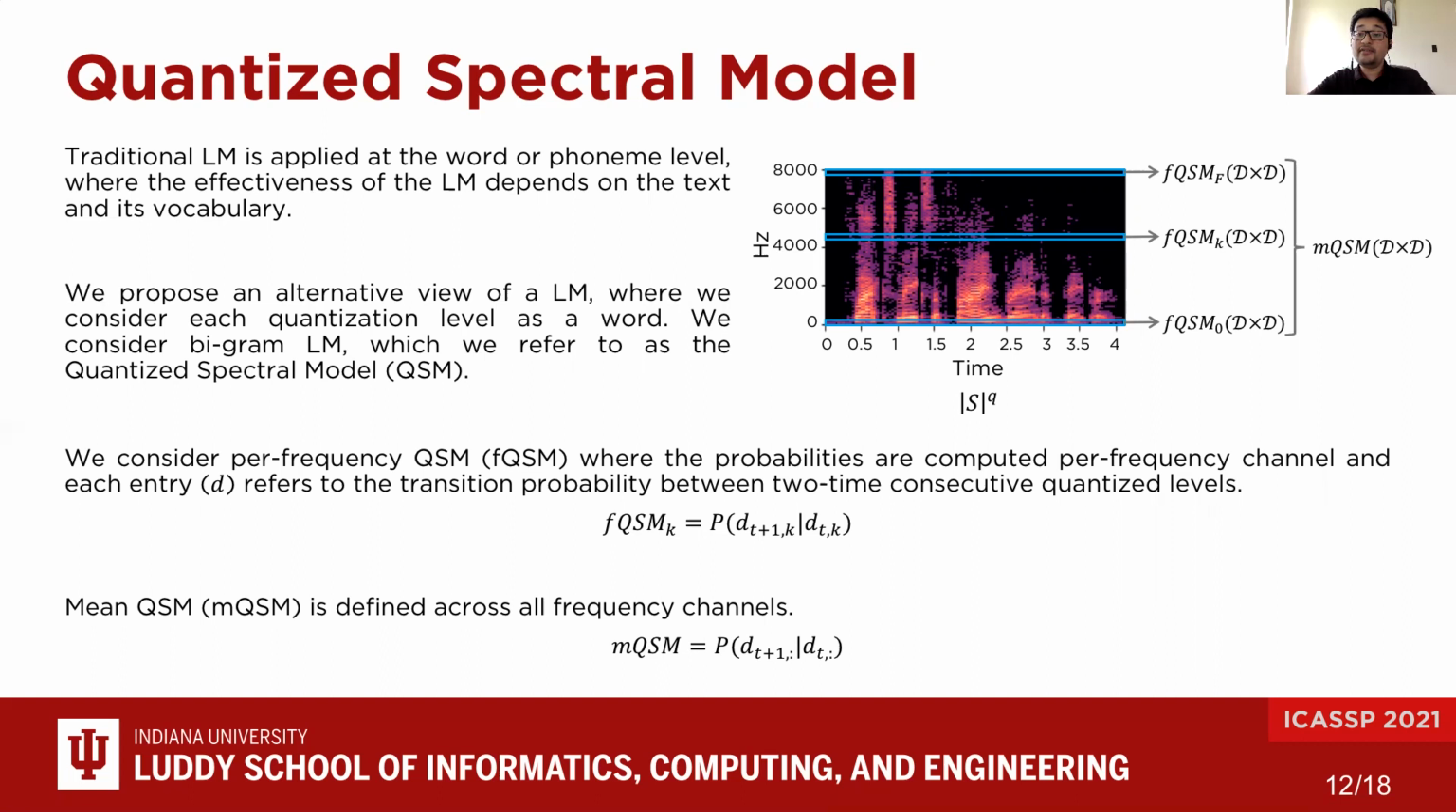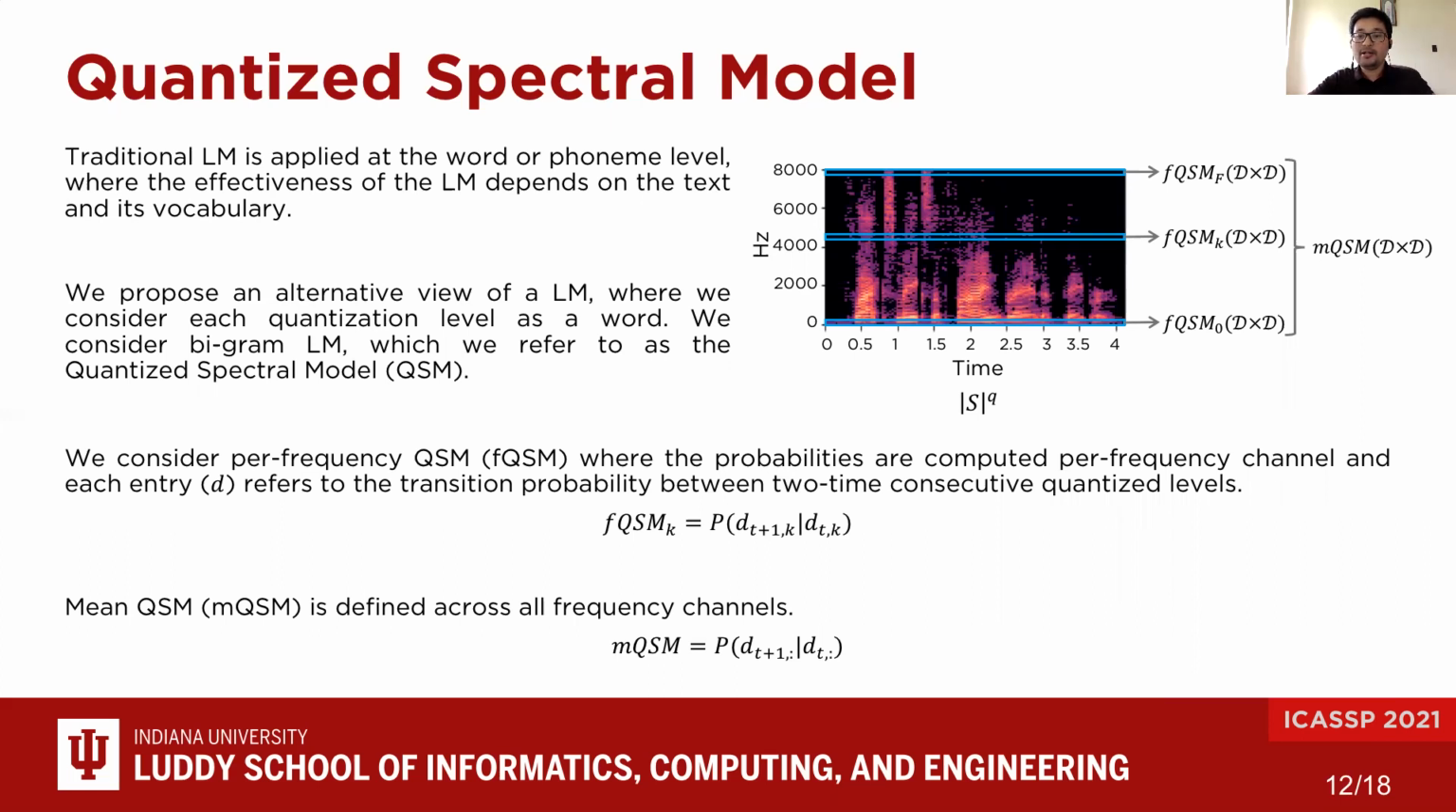Here, we propose an alternative view of a language model, where we consider each quantization level as a word. We consider the bigram language model, which we refer to as quantized spectral model. We consider per-frequency QSM, where the probabilities are computed per frequency channel, and each entry refers to the transitional probability between two time-consecutive quantized levels.